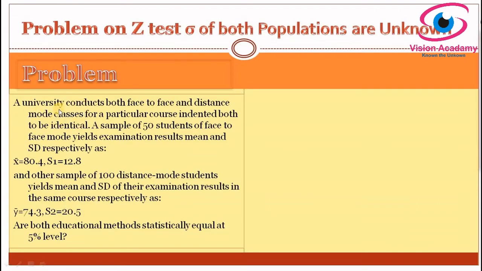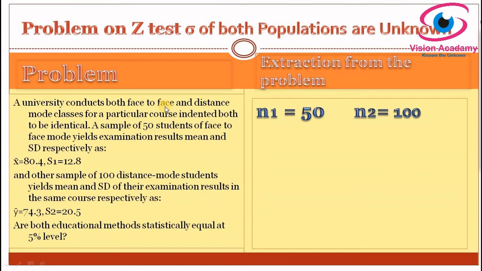On the left side, I have copied the same problem to extract the information related to the formula. Here we have two forms of examination result: one is face-to-face classes, one more is distance mode classes. Let us denote the face-to-face sample size as n1 and the distance mode sample size as n2. In face-to-face mode we have taken a 50 student sample, so n1 is 50, and in distance mode we have taken a 100 student sample, so n2 is 100.